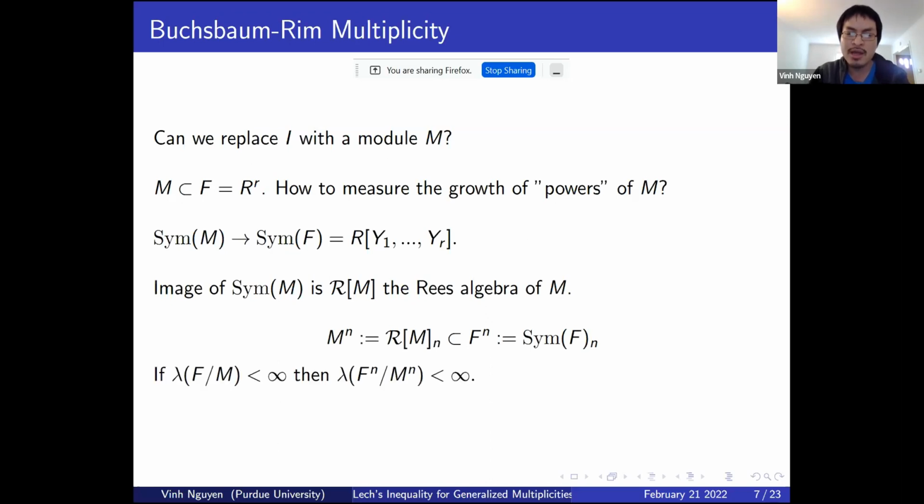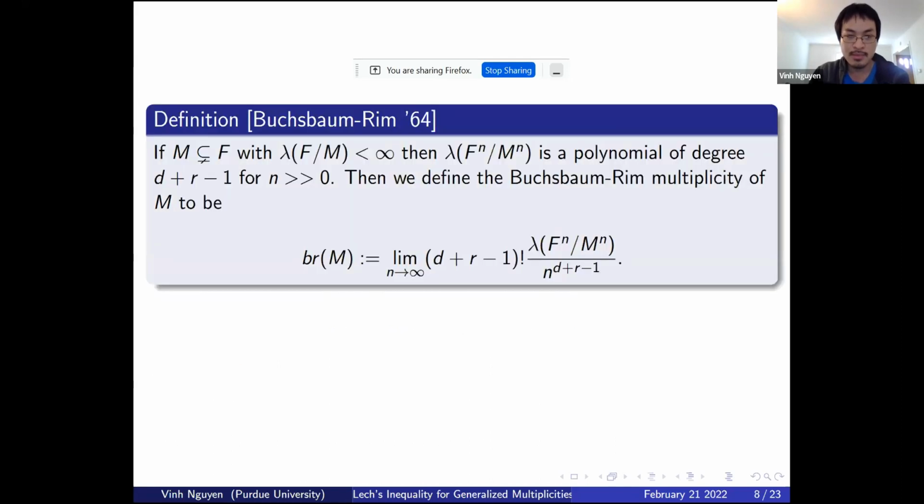Okay, if the colength of M inside F is finite, then so will be the colength of all the powers of M inside the powers of F. Again, we can look at this length function and study it when n is large. Buchsbaum-Rim proved that when n is large, this length function behaves as a polynomial. Again, we can pick out the leading coefficient of this polynomial, and this defines the Buchsbaum-Rim multiplicity of M.